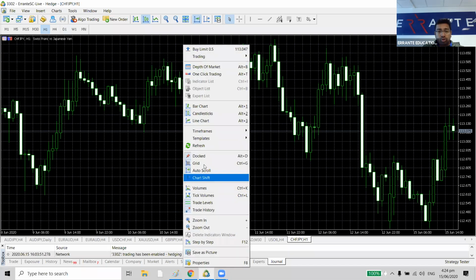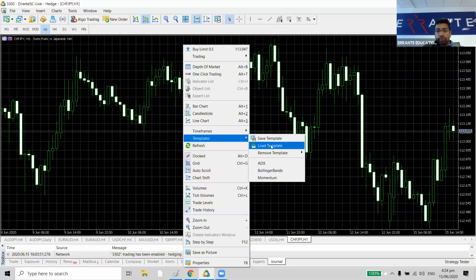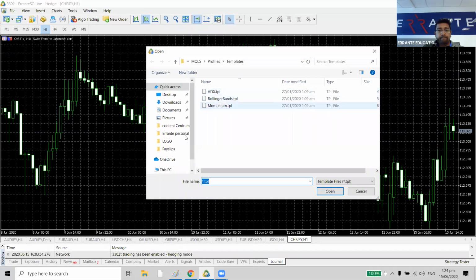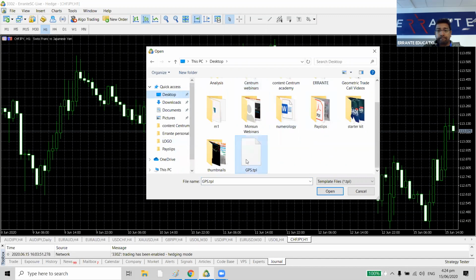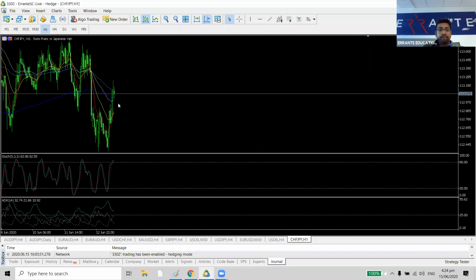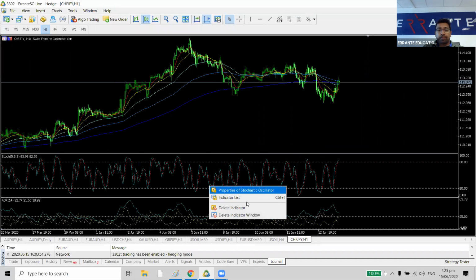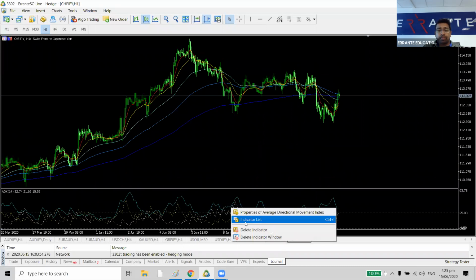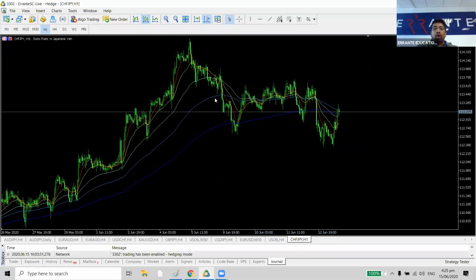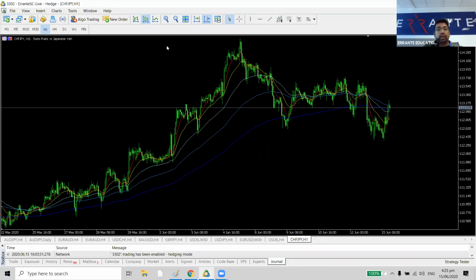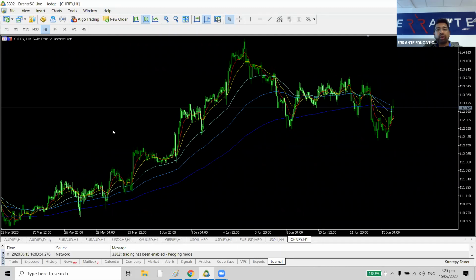Okay, so I'm just going to put my templates on. All right, so CHF JPY. Now let's look at how the candles are moving, the trends, and also the three lines.